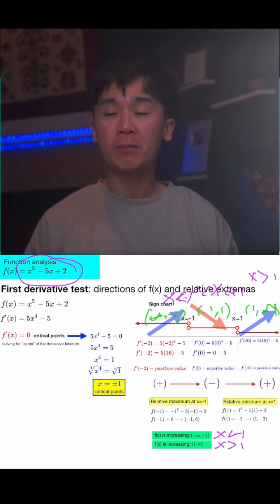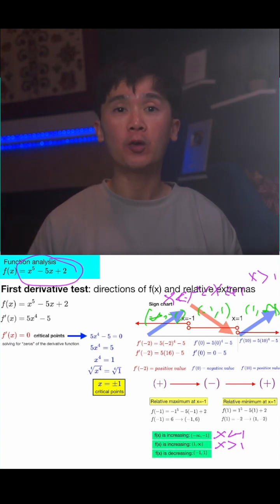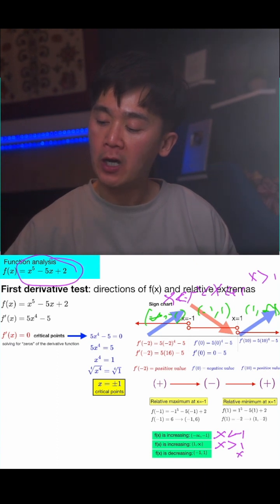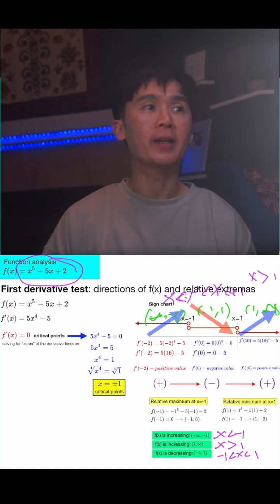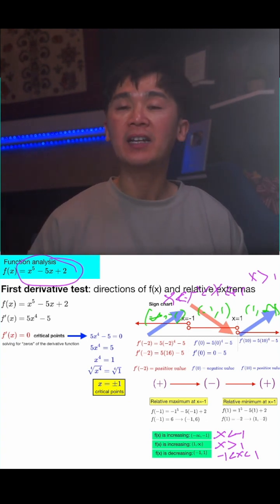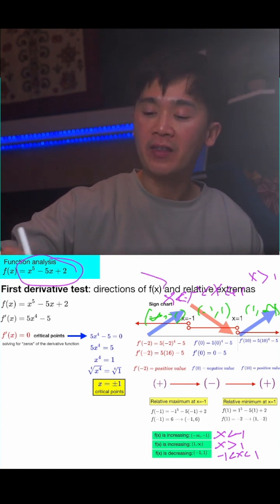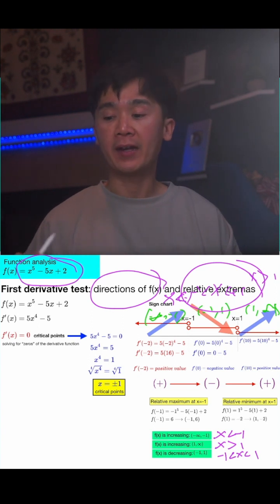And for the decreasing behavior of our f of x, it's going to be in between -1 and 1. You can write it in this form, or you can also write it like so: x in between -1 and +1. So this is basically our analysis using our first derivative test, which gives us the direction of f of x and the relative extrema of our f of x.